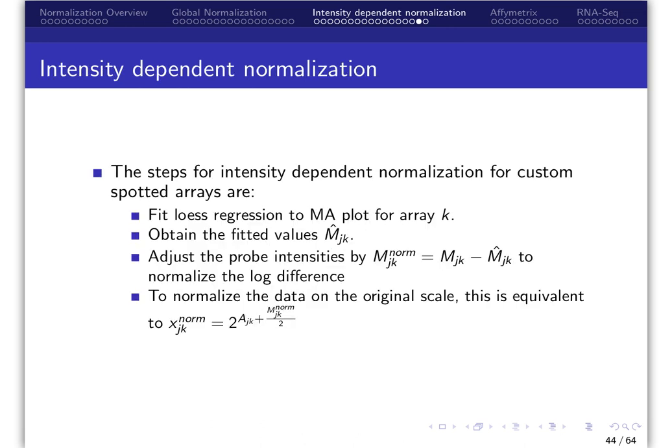To summarize, the steps for intensity-dependent normalization for custom-spotted arrays are: first, for array k, fit a Lowess regression to the MA plot. Second, obtain the fitted values m hat sub jk. Third, adjust the probe intensities using this equation. This will normalize the log difference. To normalize the data on the original scale, this is equivalent to applying this adjustment.